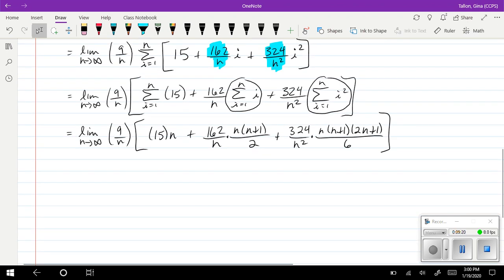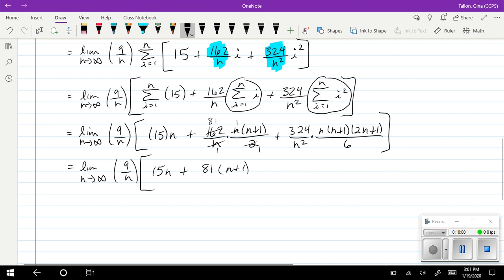Let's continue on. Simplify down. I will rewrite my limit as n approaches infinity. I think I would like to just copy the 9 over n. There's a lot going on inside these brackets, so I'm going to clean this up a little bit before I distribute the 9 over n inside the brackets. This is just 15n plus, let's see, n divides by n once, 2 divides by 2 once, and 2 divides into 162 81 times. So this is just going to give me 81 multiplied by n plus 1, all divided by 1, so I don't have to worry too much about that.